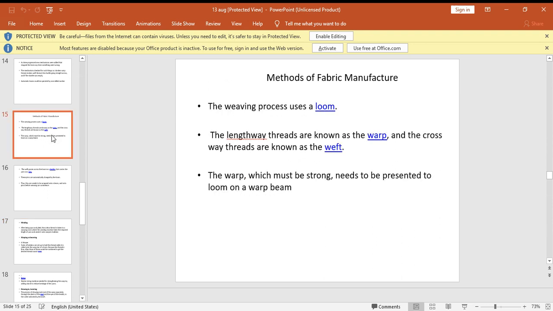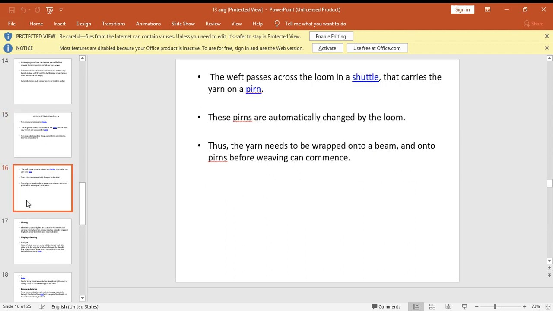So, methods of fabric manufacture is generally the weaving process, which is needed to get a fabric from a loom. Lengthway threads are known as warp and crossway threads are known as weft. The warp, which must be strong, needs to be presented on a loom on a warp beam, and the weft passes across the loom in a shuttle that carries yarn on a pern. These perns are automatically changed by the loom. Thus, the yarn needs to be wound onto a beam and onto perns before weaving can commence.